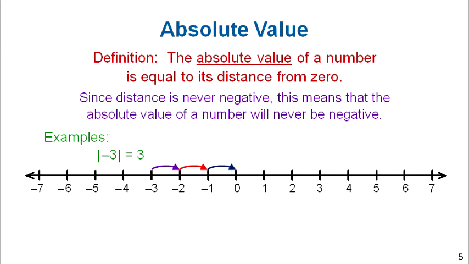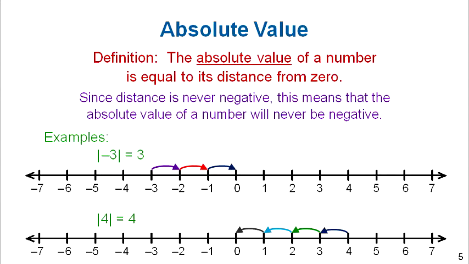The absolute value of a number is defined as the number's distance from 0. Since distance is never negative, this means that the absolute value of a number will never be negative. For instance, the absolute value of negative 3 is 3 because negative 3 is 3 spaces from 0, and the absolute value of 4 is 4 because 4 is 4 spaces away from 0.